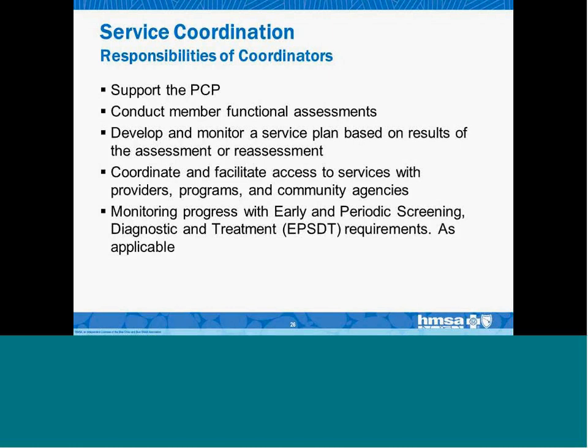Service coordinators initially conduct a functional assessment of the patient. Based on the assessment, the service coordinator creates a service plan for eligible members and helps to coordinate services with providers, programs, and community agencies. The service coordinator will also monitor progress with the EPSDT requirements as applicable to the patient.